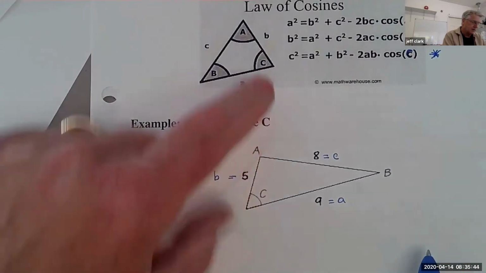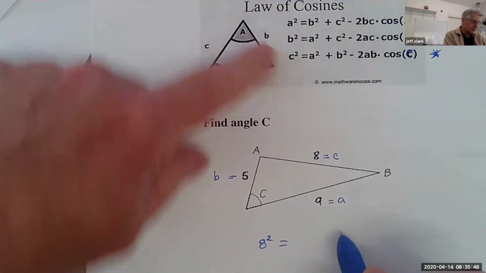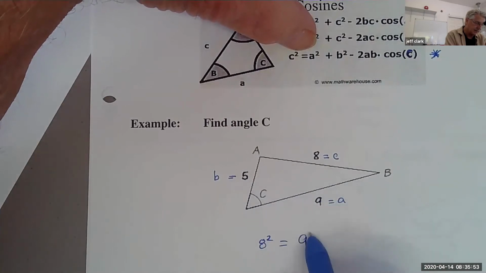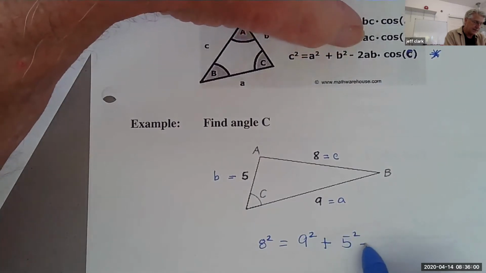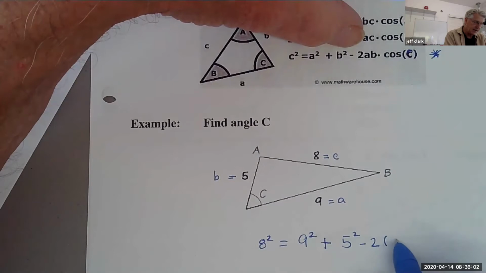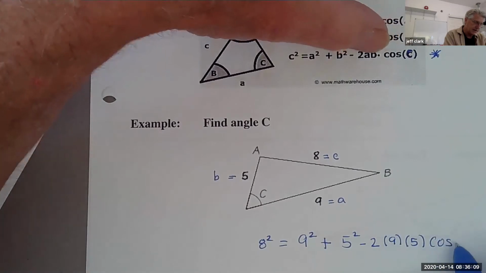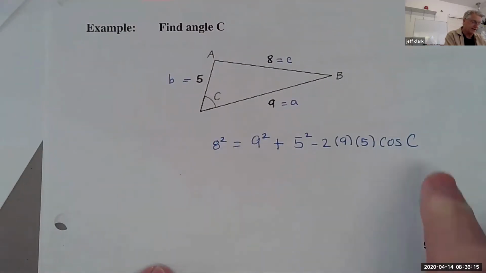So if I want to find this one, I'm going to use this formula right there. So here we go. Little c squared is equal to little a squared, which would be here, and adding that little b squared, and I'll subtract 2 times the a, and the b, and we go cosine, and I don't know the angle, big capital C, don't know. And so our job now is to find C.